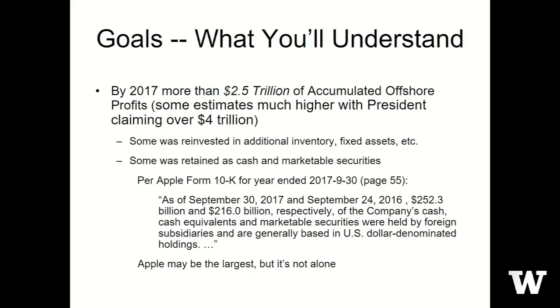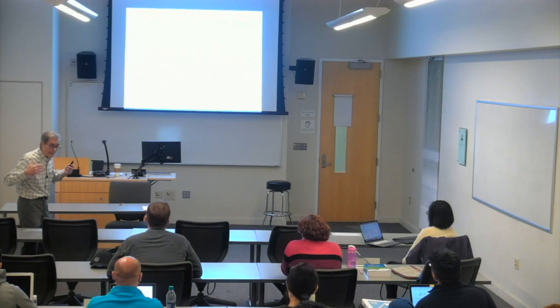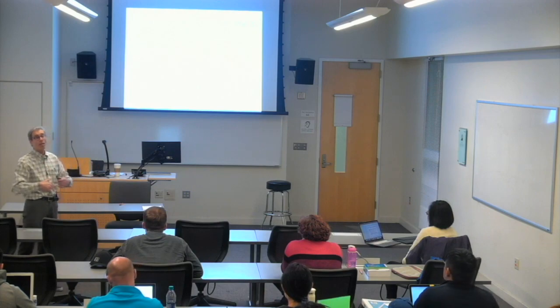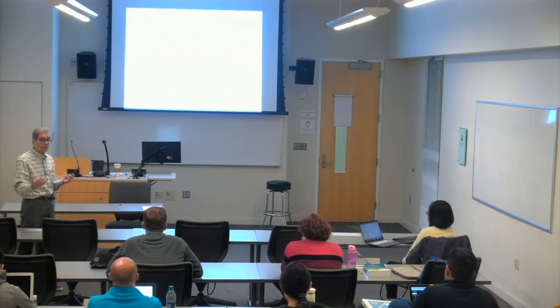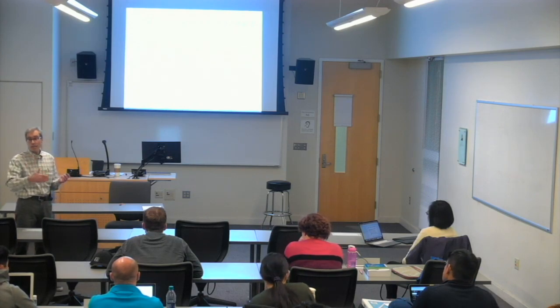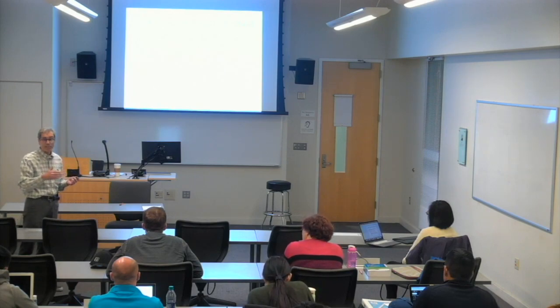Okay, cumulatively by 2017, $2.5 trillion of accumulated offshore profits. And again, for those of you who followed the news at the time, the theory in the minds of the people behind the tax bill was that we have to do something that will allow this money to be brought back home, because if we do, then there will be all this wonderful investment in the United States. And we'll talk later as to whether that seems to have happened or not.